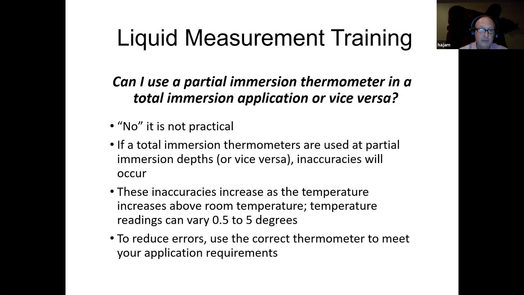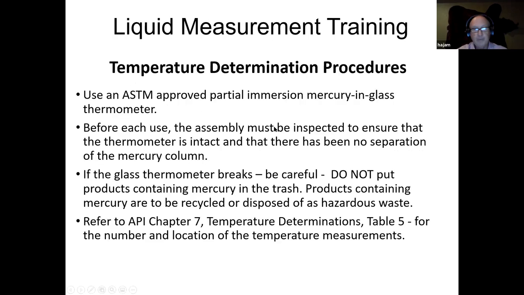I've seen these inaccuracies actually testing it myself, anywhere from half a degree to 5 degrees, and that has a huge impact on gravity determination. It reduces errors to use the correct thermometer. So make sure we use the correct thermometer for which we are trying to determine a gravity and therefore the correction factor for that. So we need to know accurate temperature.